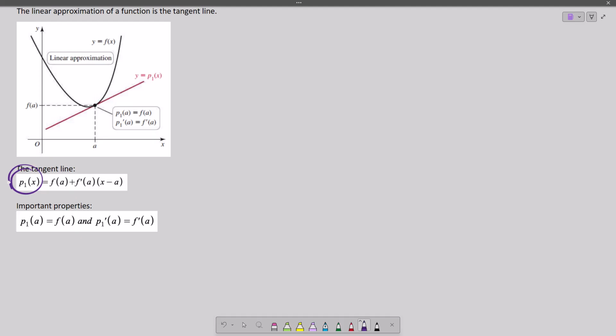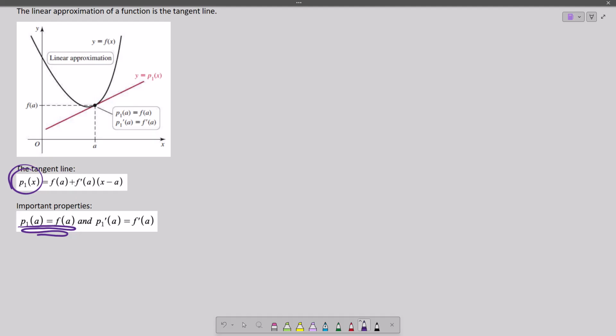Notice two important features about this tangent line. So here, this says that the tangent line's value at a matches the function's value at a. So in other words, f of a and P1 of a are the same. Duh. It's a tangent line at a point. They have to match at that point. The value of the function and the value of the tangent line at the point of tangency have to be equal, right? That's how we created it. We drew that tangent line so that the value of the function and the tangent line match.